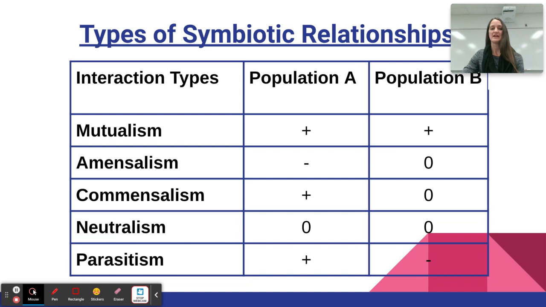Amensalism, you'll have a negative effect or a harmful effect on one and a neutral effect on the other species. Commensalism, there is a positive effect on one and a neutral effect on the other. And in neutralism, both species are not affected. And then the last example that we have is parasitism. And in parasitism, one species is benefited while the other one is harmed.